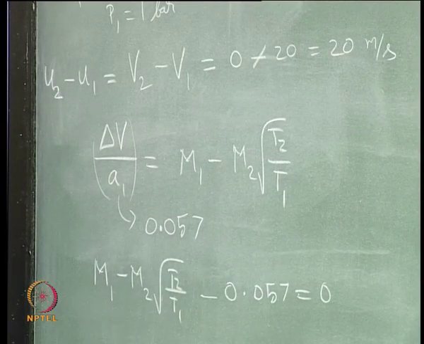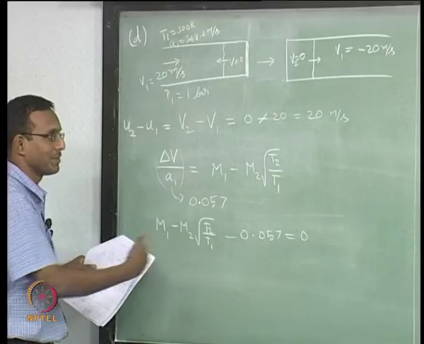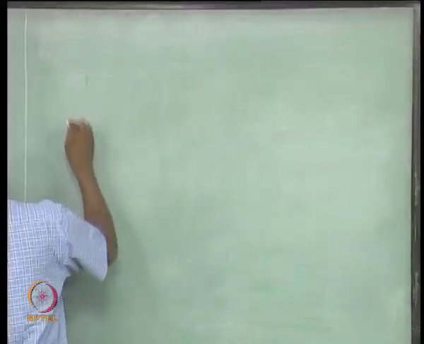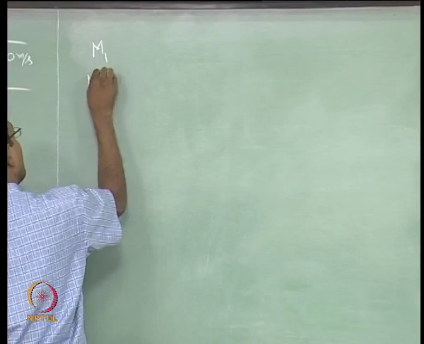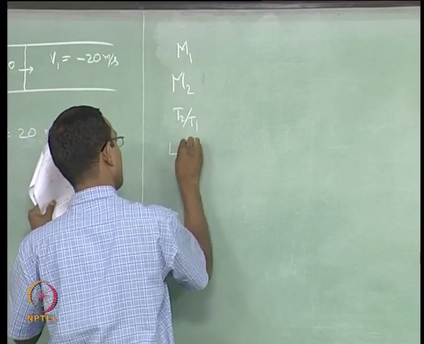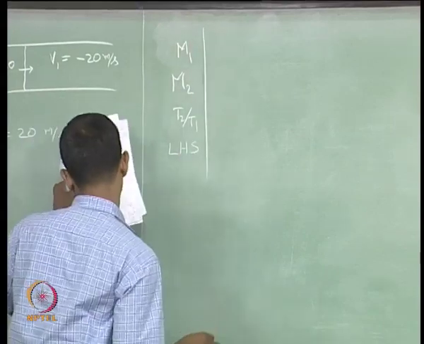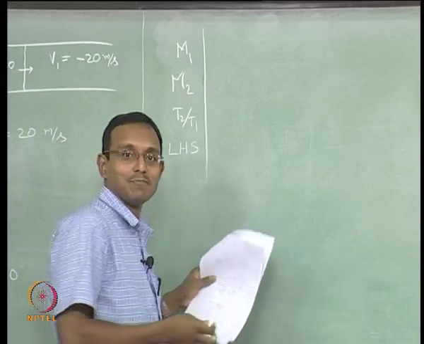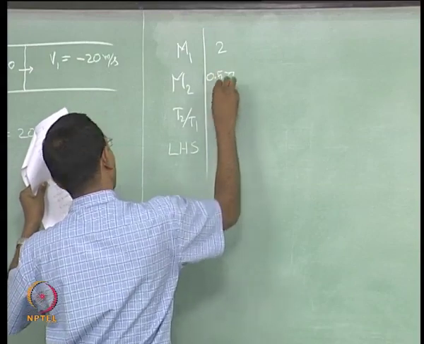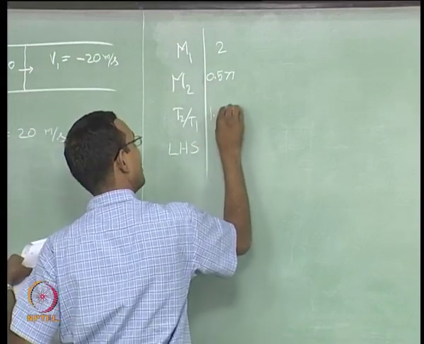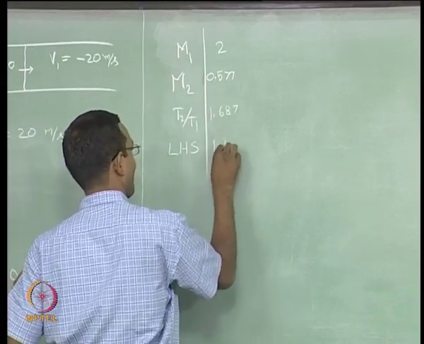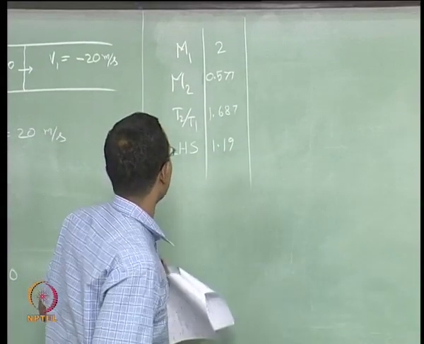Again I have to go and guess, the same guessing process. We will again form the same table, I do not want to write below, so I will go to the next page. Again I always like starting with M1 equal to 2, so I will start with that. In fact, I remember this number 0.577 also. This gives you a left hand side of 1.19 while it is supposed to be 0. So, I am guessing too bad.